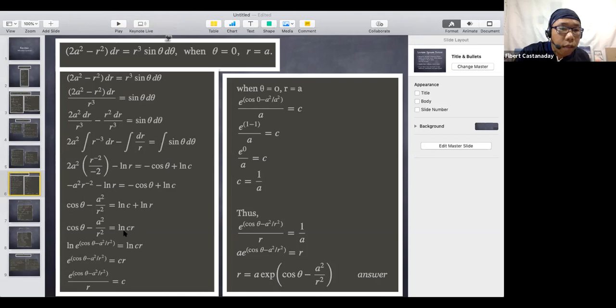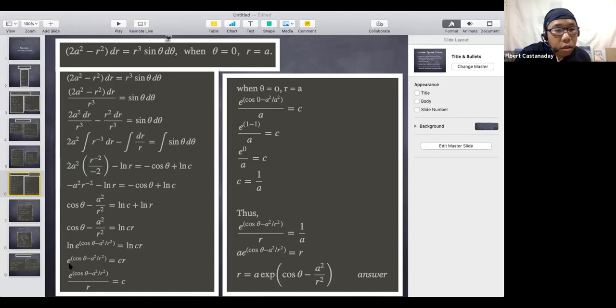So ln of c times r. Now, what's next? So what you will do here is, you may put it this way, or pwede mo na siyang anti-ln just like what I'm doing. So you anti-ln, you put this exponential e raised to this entire term and e raised to ln of cr. That's why the resulting solution here is c times r. And we now have this one.